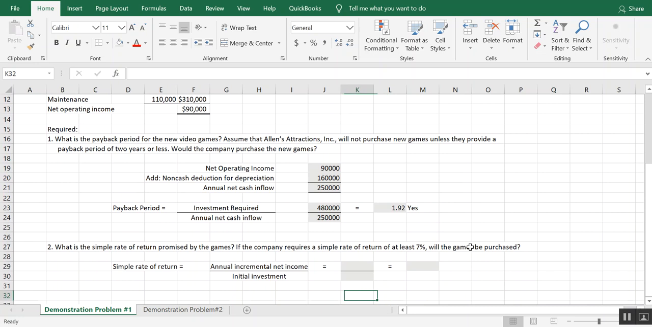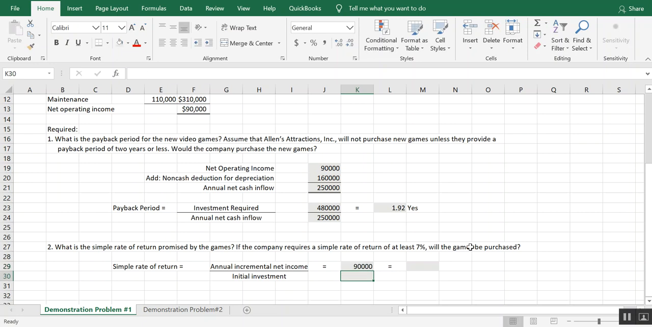Now, here, the reason I wanted to cover the simple rate of return, they ask, what is the simple rate of return promised by the games? If the company requires a simple rate of return of 7%, will the game be purchased? Well, remember, in a simple rate of return, we're not focusing on cash flow, so we disregard the impact of depreciation.